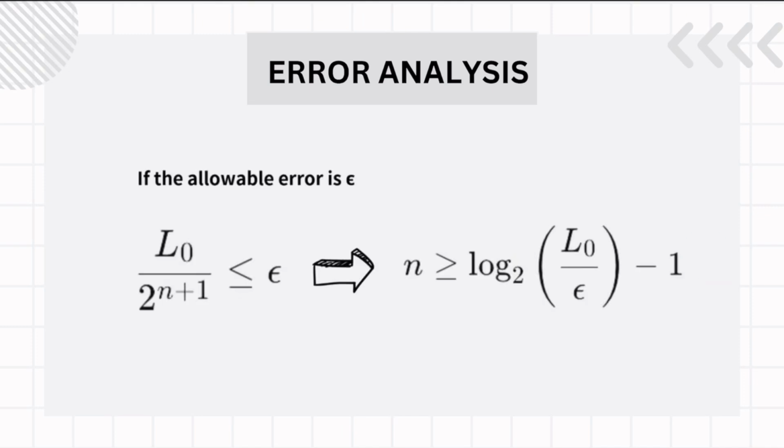The allowable error E is defined, and the condition on the left is set. This formula shows that the number of iterations n depends on the ratio of the initial interval length, L0, to the allowable error E.